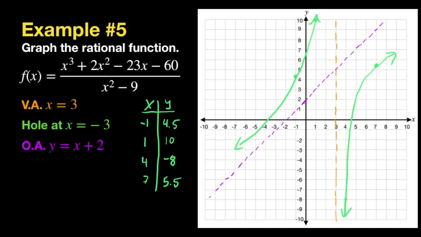Now we also have a hole at -3. So at -3, we need to know which number this is approaching. So right there, we're going to create our hole. So somewhere there.